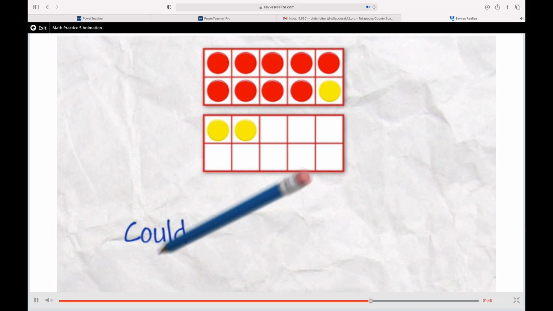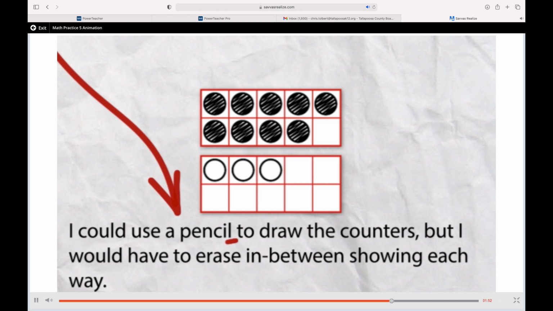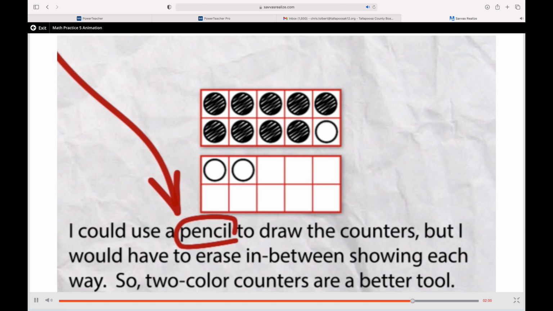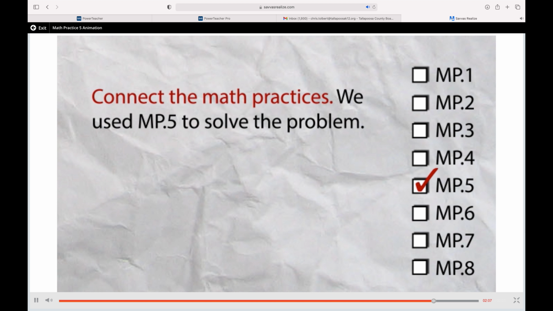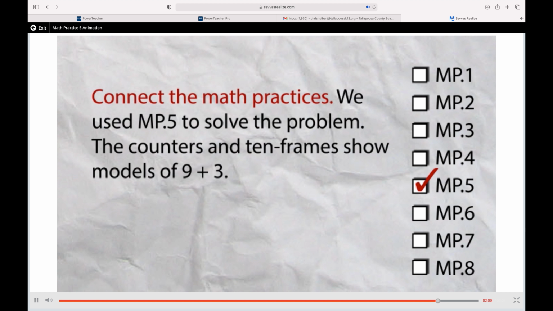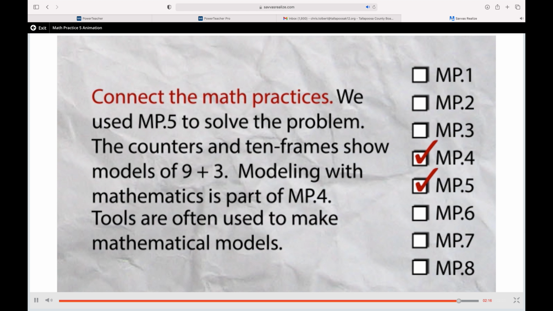Ask yourself, could I use a different tool? Why or why not? One answer might be, I could use a pencil to draw the counters, but I would have to erase in between showing each way. So, 2 color counters are a better tool. Connect the math practices. We used MP5 to solve the problem. The counters in 10 frames show models of 9 plus 3. Modeling with mathematics is part of MP4. Tools are often used to make mathematical models.